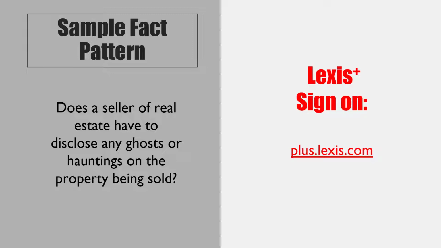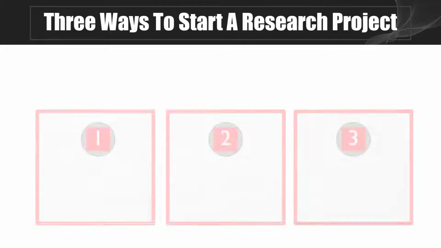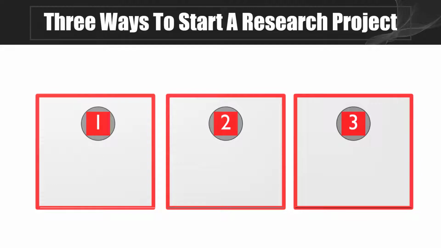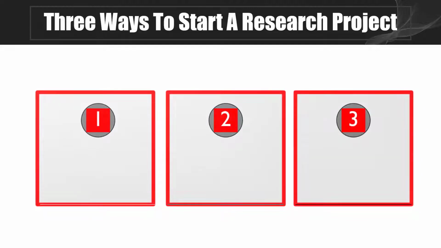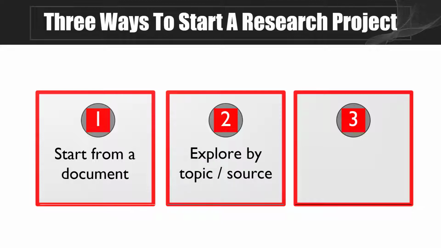So just keep that hypothetical in mind. But of course, getting ready to start your research, you would sign on to Lexis, as I have already signed on. Considering this hypothetical situation, I'm going to discuss 3 ways to start a research project on Lexis. First, you can start from a particular document that you've been given. If you already have been told that a particular case or statute is relevant, you can start from that document. You can browse for relevant results by topic. And finally, you can just create a search query to find relevant documents. We're going to briefly take a look at all 3 of these ways to start a research project.